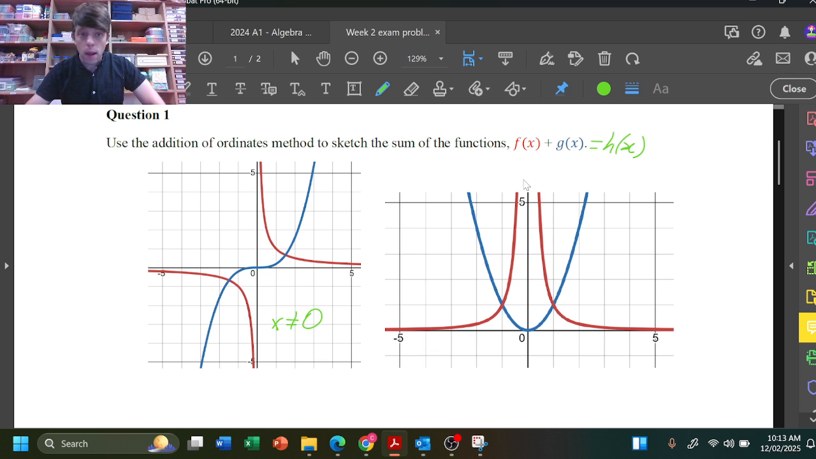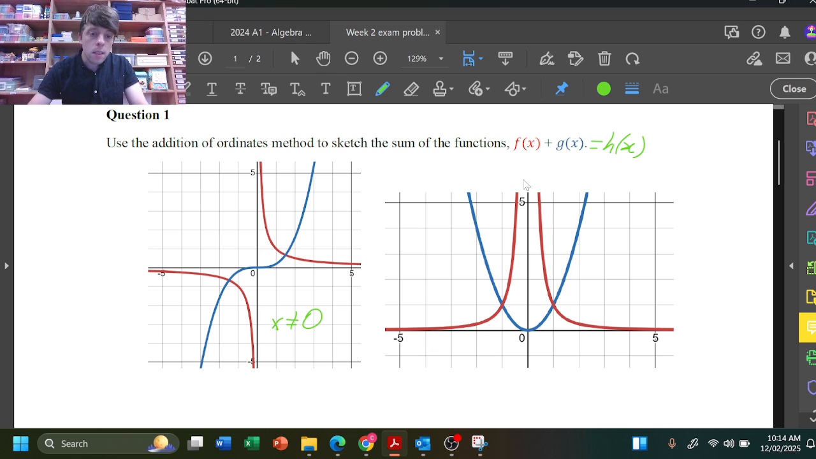So what we can do now is consider key points. Addition of ordinates basically means go point by point, consider what the output will look like when we add the two functions together, and also have a look at the endpoints. So as we approach the asymptote, as we approach infinity, as we approach negative infinity.